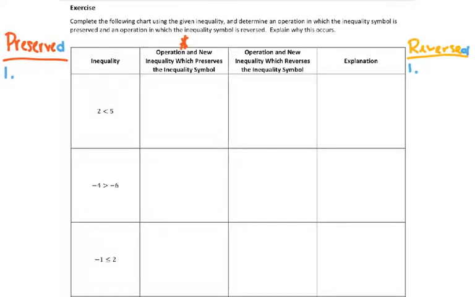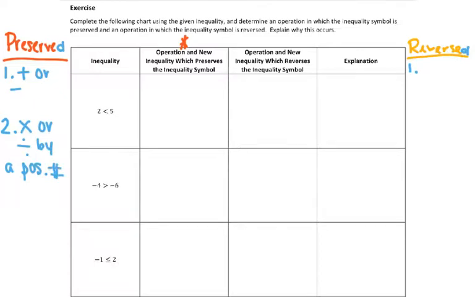Okay, so on the preserved side, we know that we can add or subtract and our inequality symbol will be preserved. And we can also multiply or divide by a positive number.